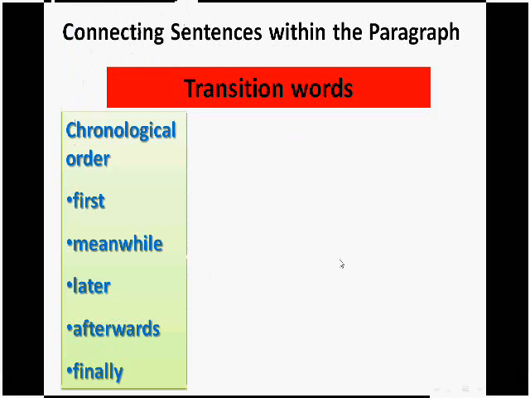So the first example of transition words is the chronological order. Remember, I told you don't worry about the word, it's not difficult. What do we mean by chronological order? It means I have to use the words first, meanwhile, later, afterwards, finally, okay? And when we say first, later, meanwhile, and so on, then I'm talking about, of course, time. I'm arranging whatever I want to say in sequence.